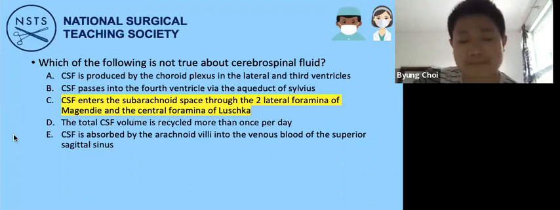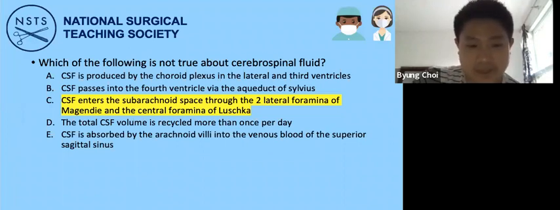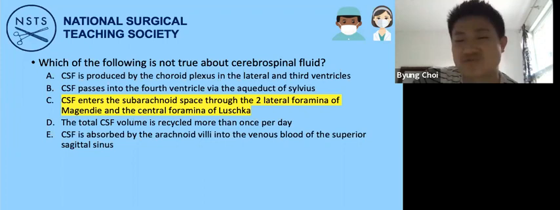CSF is produced roughly around 20 mils an hour. Total volume is around 150 mils in a typical 70 kilogram man. And so in terms of D, it's definitely recycled more than once a day if it's being produced at around 20 mils per hour. It's recycled roughly maybe up to 3 times or over 3 times a day.